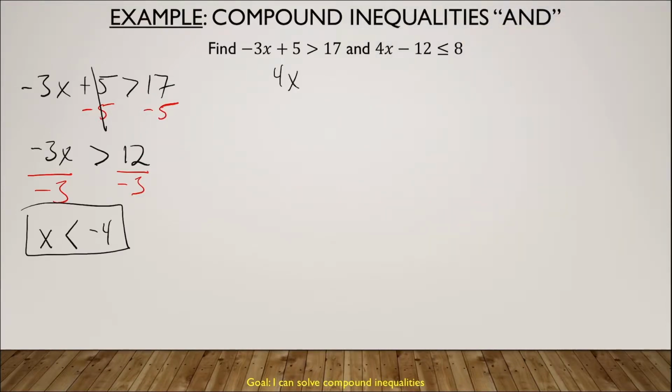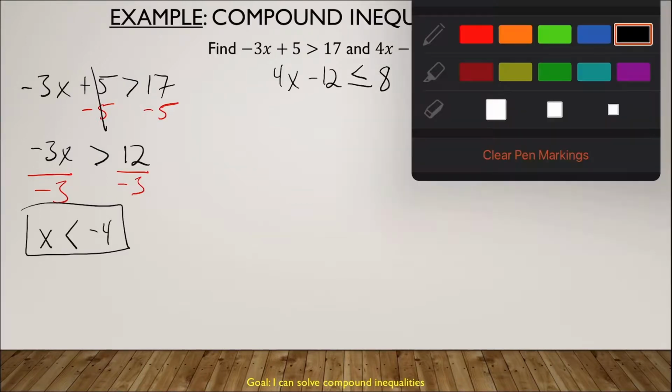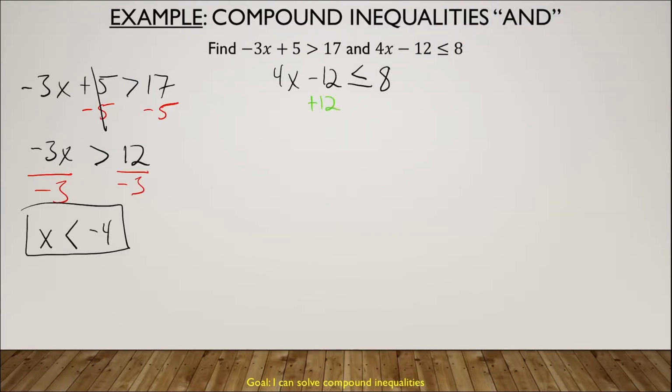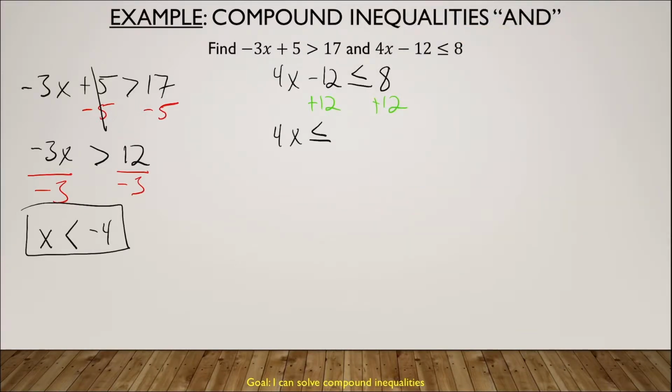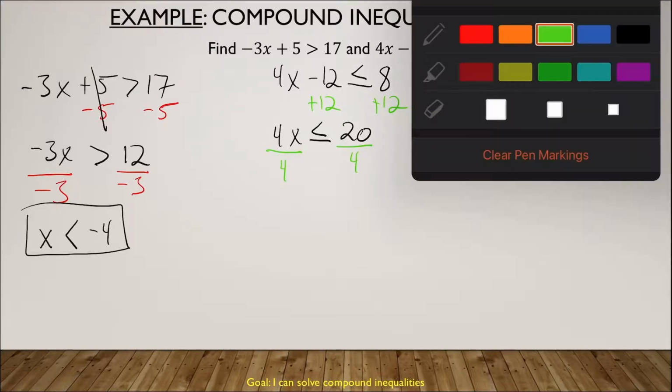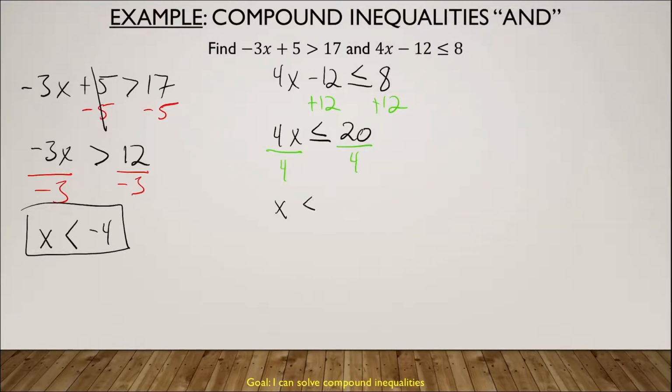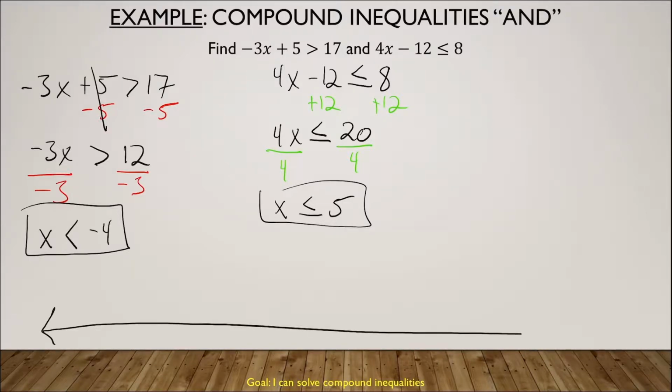I have 4x minus 12 is less than or equal to 8. I'm going to add 12 to both sides, and I get 4x is less than or equal to 20. Divide both sides by 4, and we get x is less than or equal to 5. Okay, so that's only one part of it. We want to see how we can combine these and where they overlap and where they don't overlap. So what I'm going to do is draw a number line.